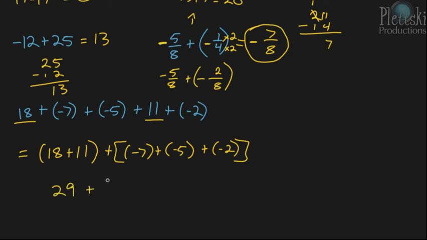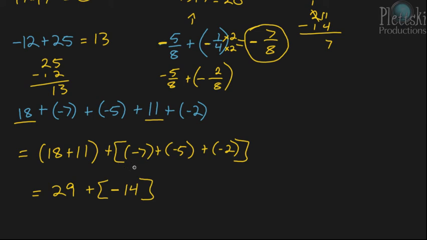And then we can add our negatives. And remember, when they're all negative, our answer is going to be negative. So negative 7 plus 5, well, 7 plus 5 is going to be 12. And then plus 2 will be 14. And our answer is going to be negative because they're all negative. So when we add all the negatives, our answer is going to be negative. So we end up with 29 plus a negative 14.